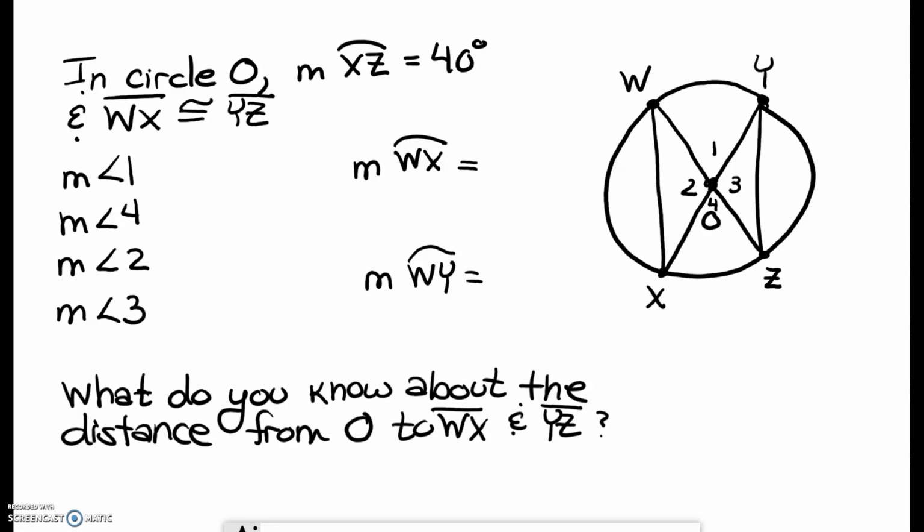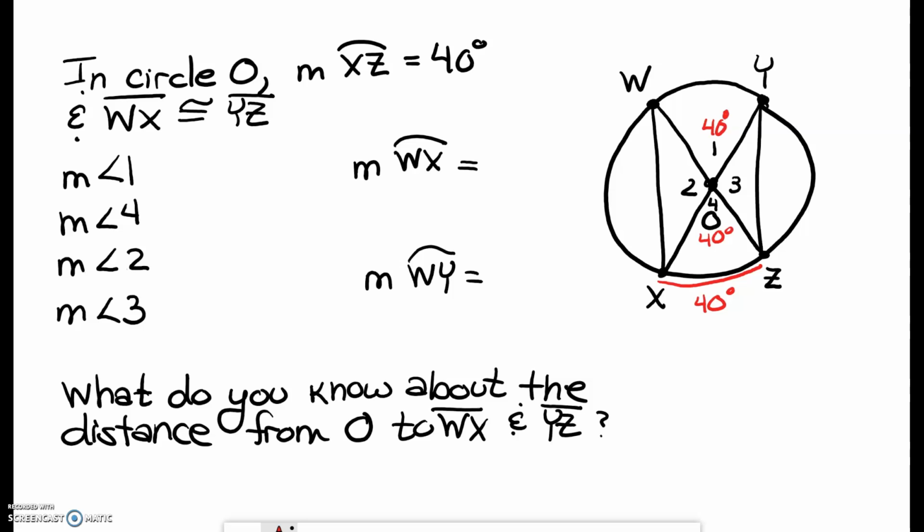We have a circle, we have two diameters, XY and WZ are diameters, and we have two chords, YZ and WX. So what does it say? It says the measure of arc XZ, this measure right here, is 40 degrees. So that means angle 4 must be 40, because angle 1 and angle 4 are vertical angles. Angle 1 must be 40.